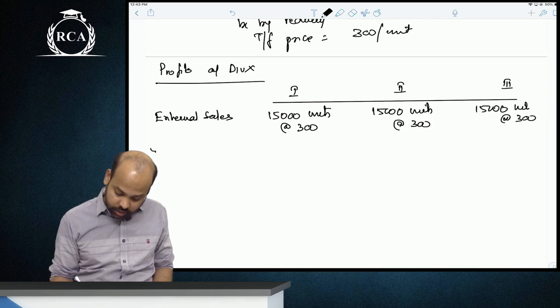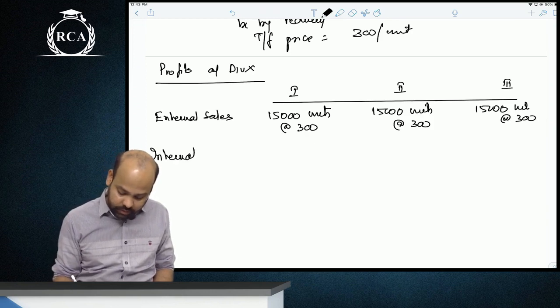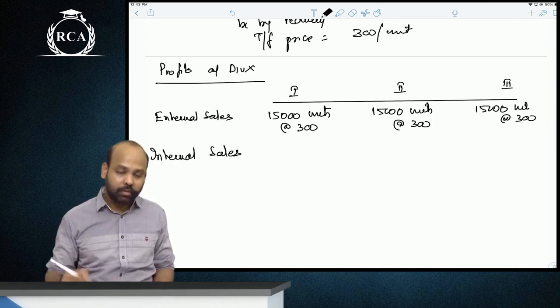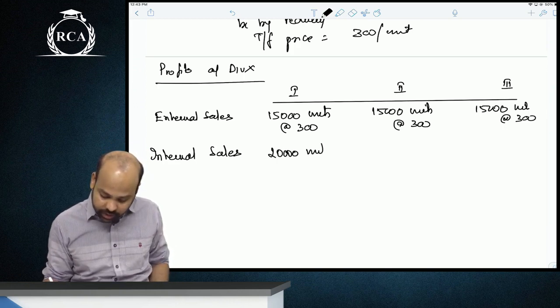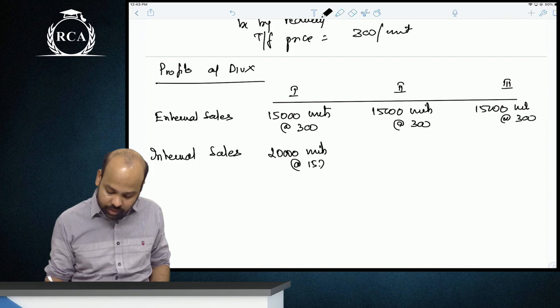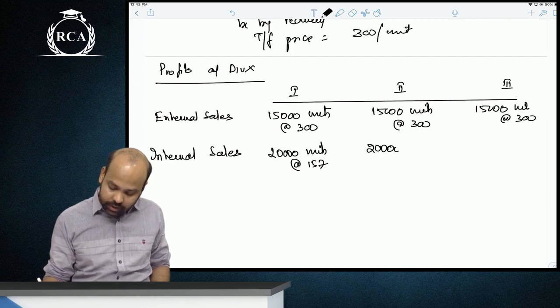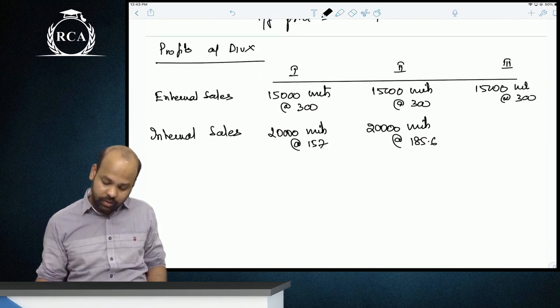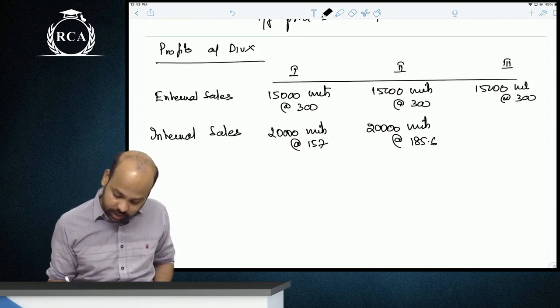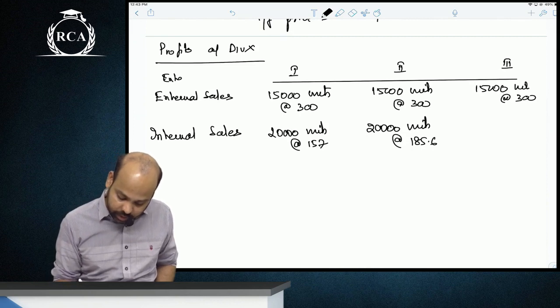At 300. Internal transfers, guys. Case 1: Beta external demand is only 15,000 units, so internal transfers were 20,000 units but at 157, so no contribution is being made. Second case: Beta is 20,000 units at an average transfer price of 185.6. Correct? Yes, sir. This is where beta the external demand, guys.